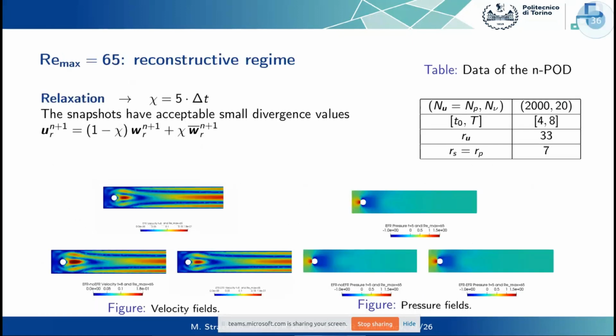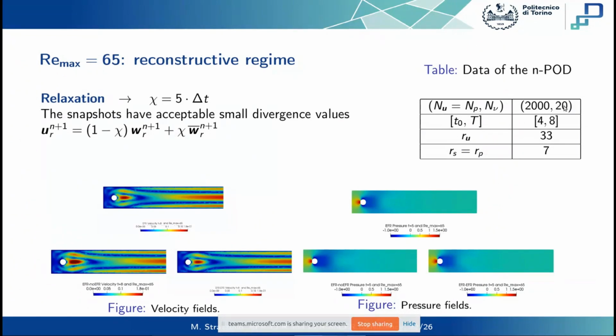Some results. So now we have Remax equal to 65. The setting is actually the same as experiment 2, so we always have relaxation here. But now we are trying to solve the problem where we will have Remax equal to 65. Here you see the parameters. So we collected 2000 snapshots in this time interval for 20 parameters.